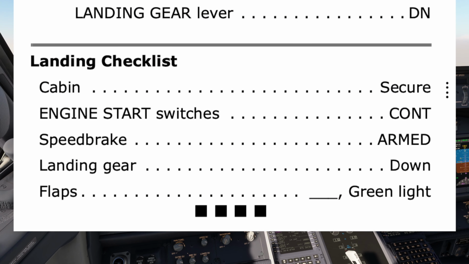Landing checklist. Cabin secure. It is secure. Engine start switches continuous. They're set to continuous. Speed brake armed. It's armed. Landing gear down. It's down. Flaps 30, green light. 30, green light. Landing checklist and loss of System A checklist complete.